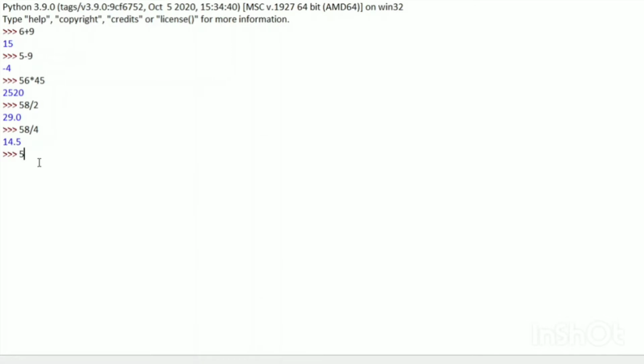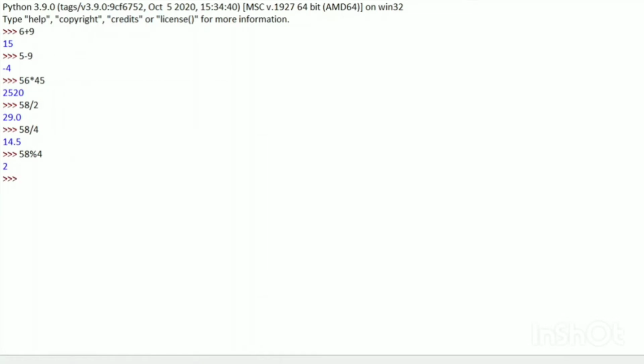So I will use this percentage symbol to find the remainder. When I give this to the Python shell, it will give me the remainder, that is, what I will get as the remainder when I divide both of them.